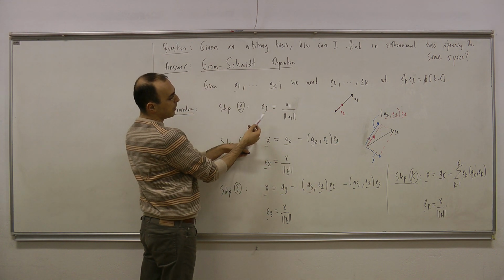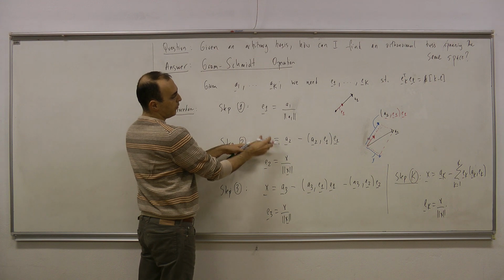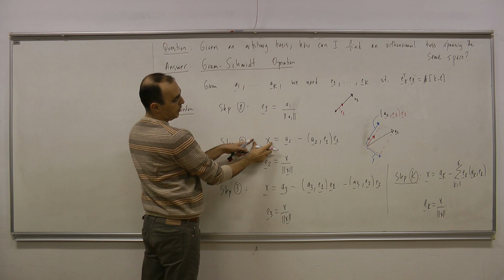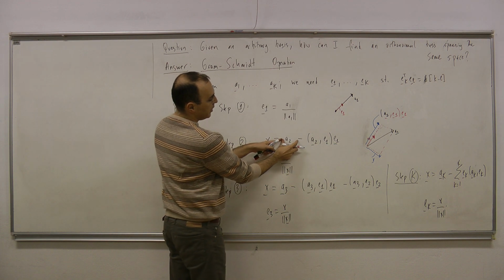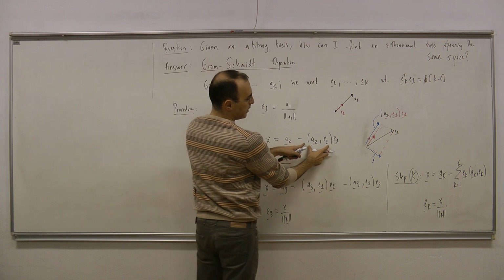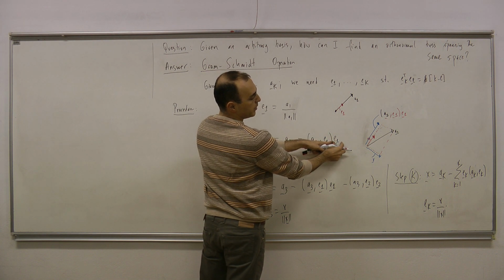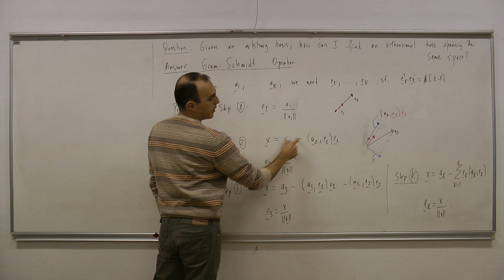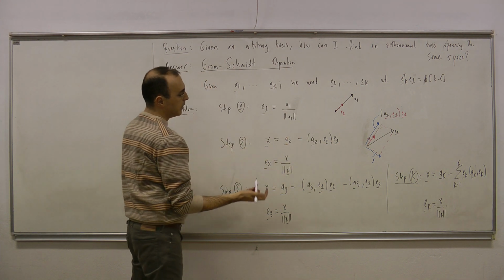Well, take an inner product. Calculate the inner product of x with E1. So I have the inner product of A2 with E1 minus, this is a number, but E1 inner product with E1 is just 1, because E1 is unit norm. So I'm cancelling these two, and I am done.